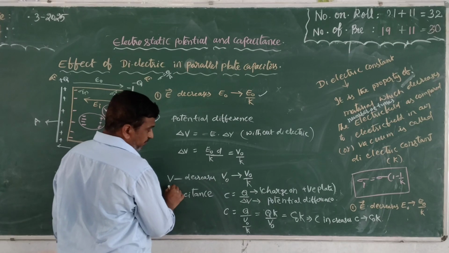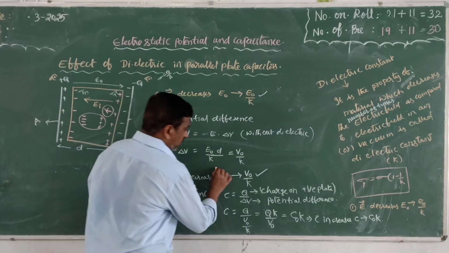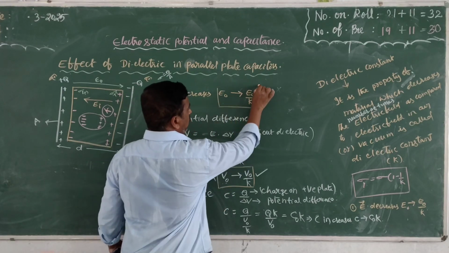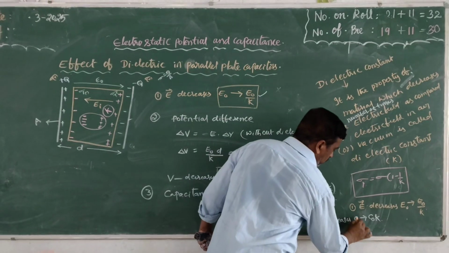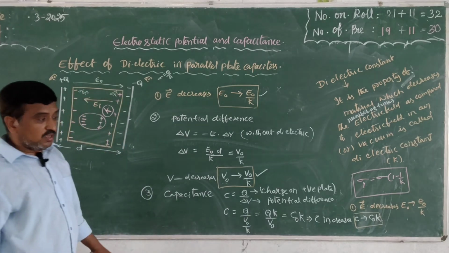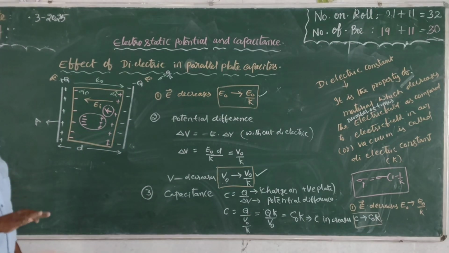Potential decreases from V naught to V naught by K. See here, where to where does it decrease? V naught to V naught by K. Here, E naught to E naught by K. What about capacitance now? C naught to C naught K. Means capacitance increases, potential decreases, electric field decreases.